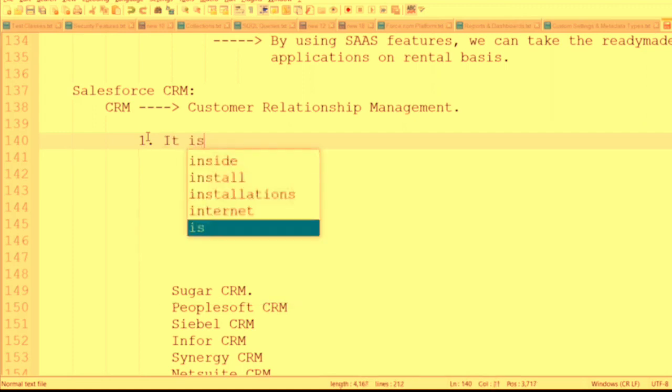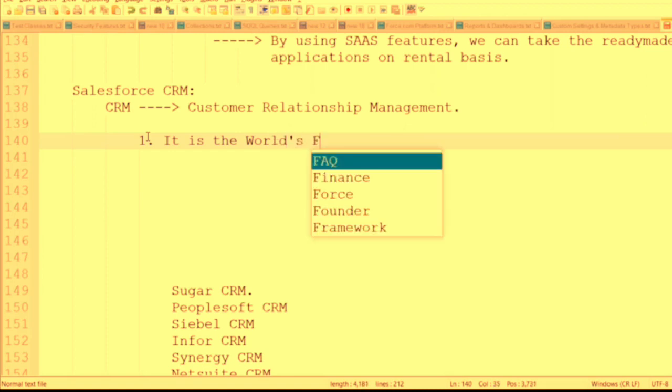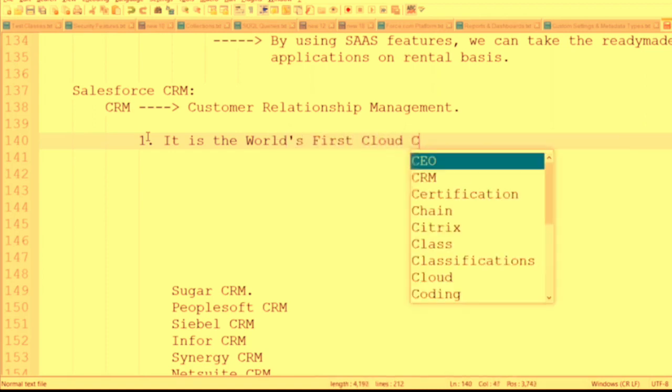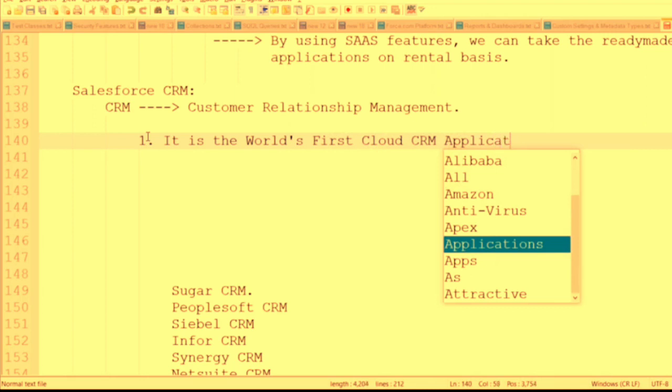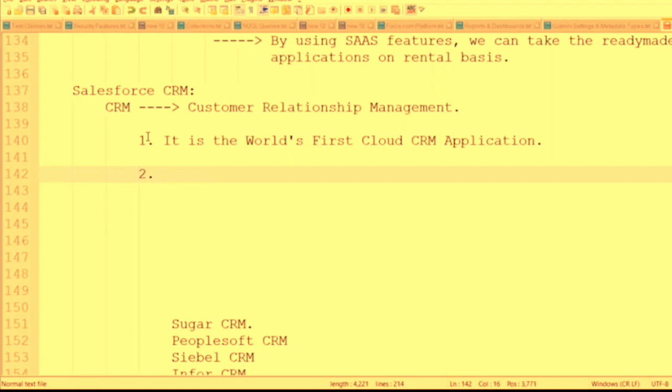It is the world's first cloud CRM application, introduced by Salesforce.com in the year 2000.